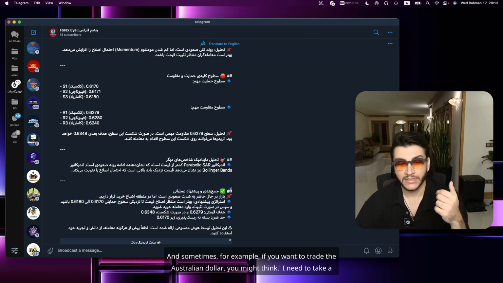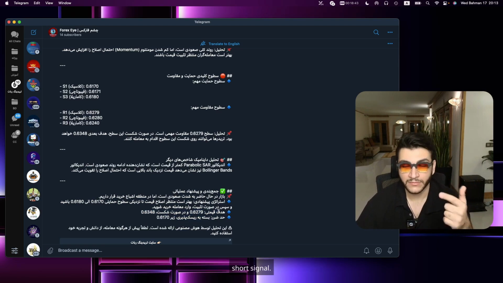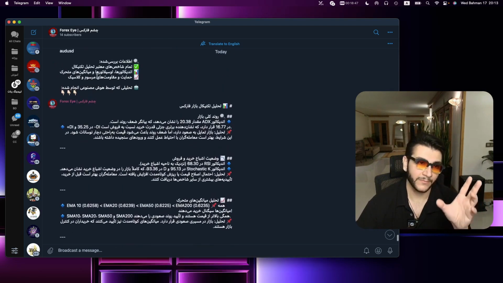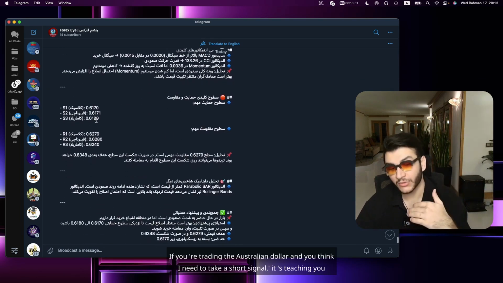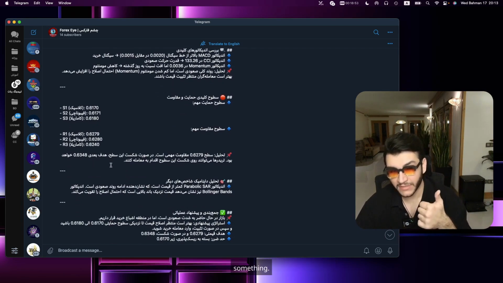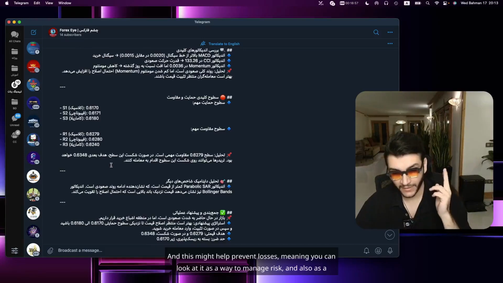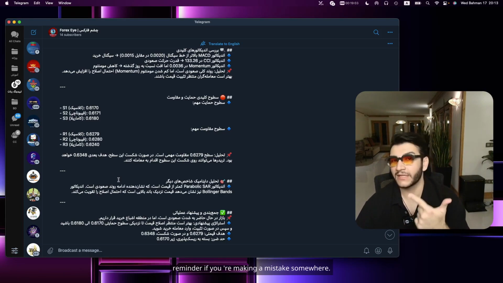And sometimes, for example, if you want to trade the Australian dollar, you might think, I need to take a short signal. This is teaching you something. It says, don't do that. And this might help prevent losses, meaning you can look at it as a way to manage risk, and also as a reminder if you're making a mistake somewhere.